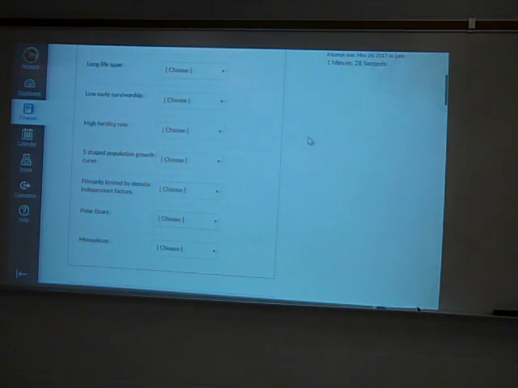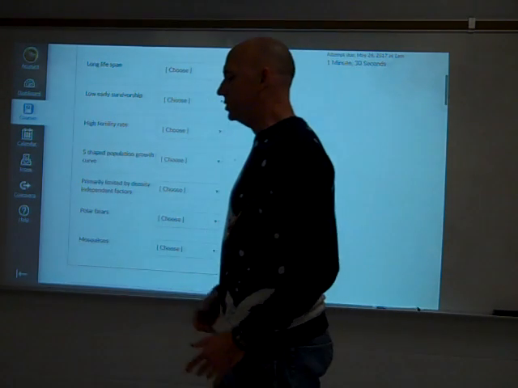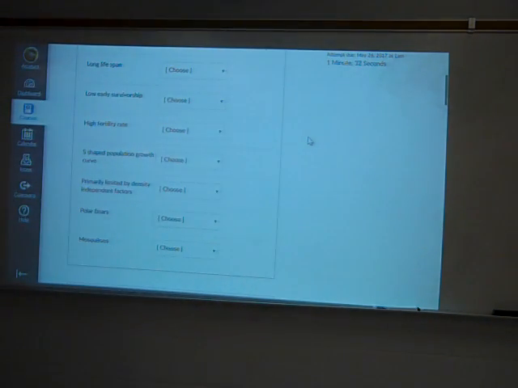We're basically talking about two different strategies that organisms use to continue on with the population, which of course means reproduction and producing a new population.